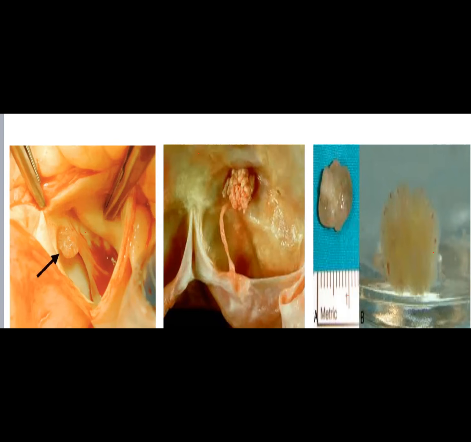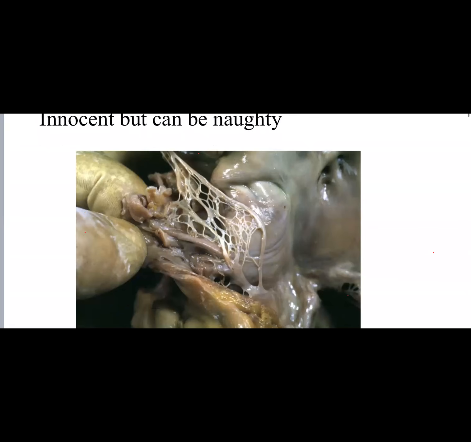Now, what is this? A guess. Something on the right atrium. They dissected the right atrium and that's what they get. You see it a lot in echo, a lot.